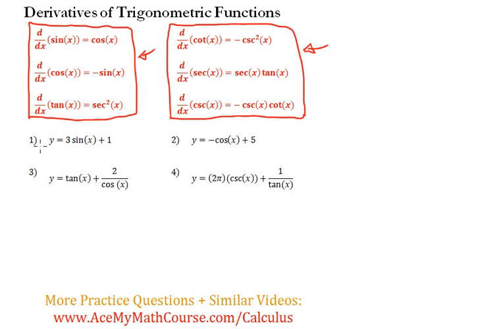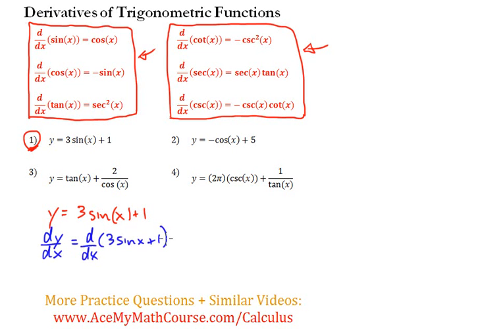So let me take the derivative of question number 1 here. So y equals 3 sine x plus 1. So dy dx will be equal to d dx of 3 sine x plus 1. And what I'll do here, of course, is that I gave myself very little space to do things here. Very little room. It's too bad.